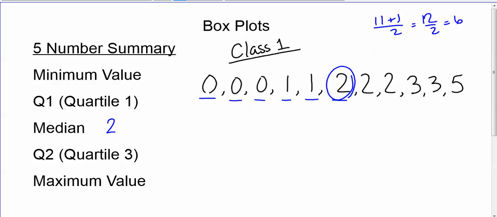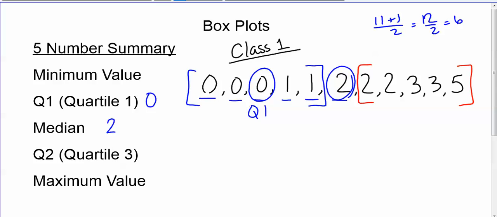All right? Now we're going to look for our first quartile. Our first quartile is when we look at the lower half of our data, right here, 0 through 1. We're going to see what is the median of this, okay? Now, if you look at this, you can easily see that 0 right here is Q1. Okay, so Q1 is 0. For Q3, we're going to look now at our upper half of the data, and we're immediately going to be able to notice that Q3 is 3.